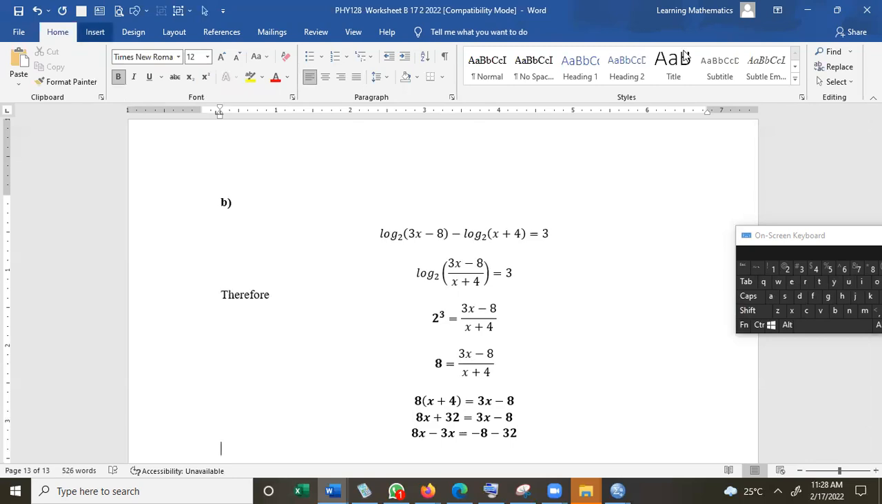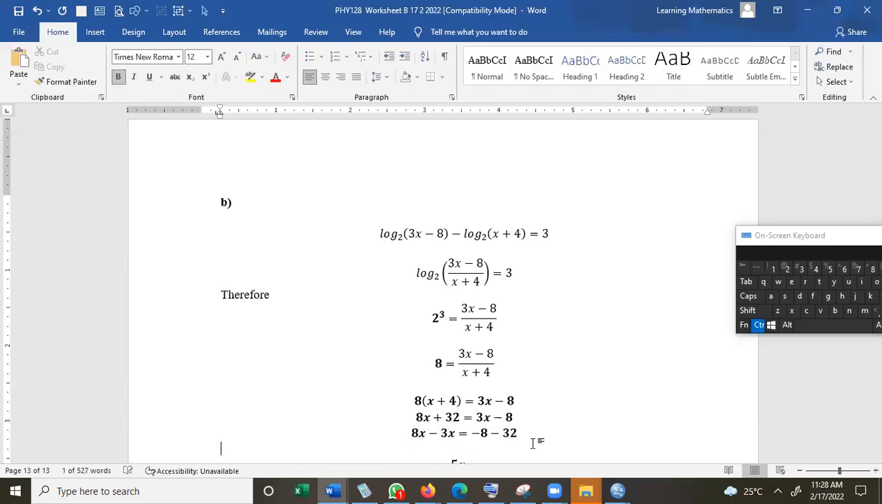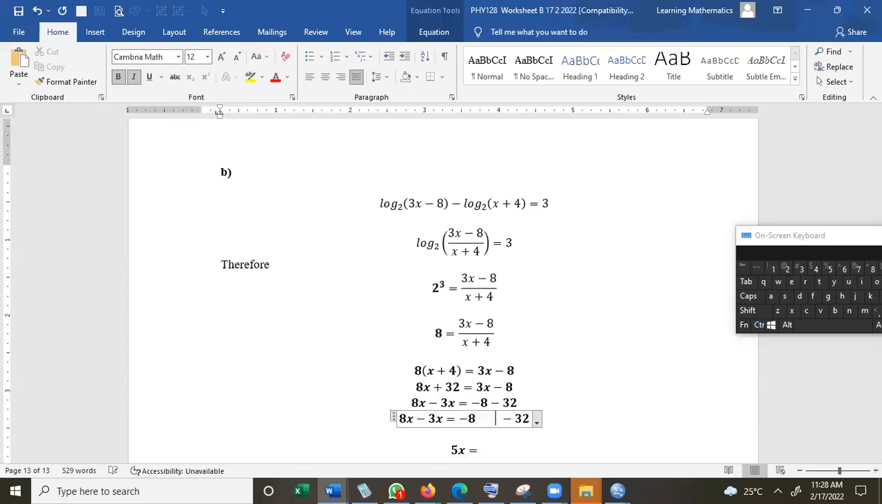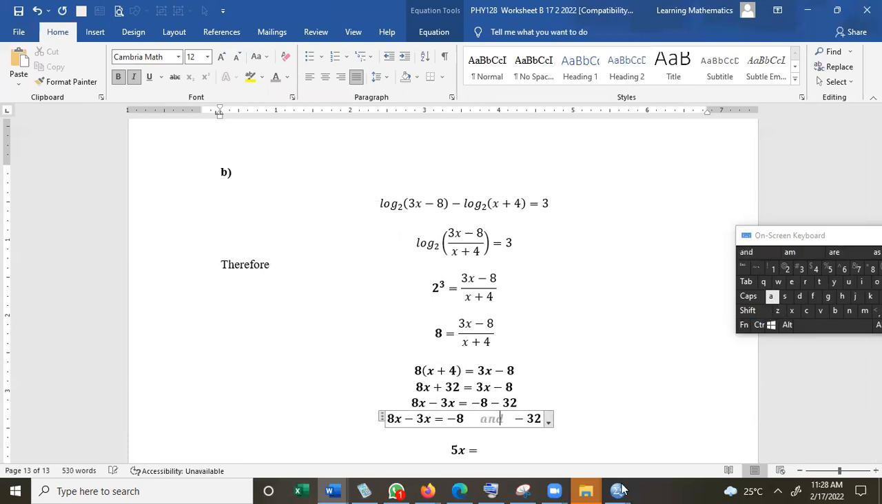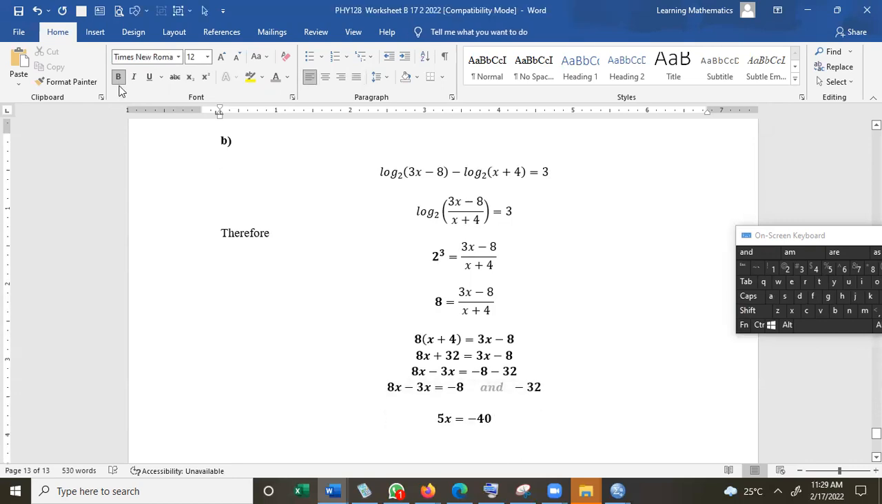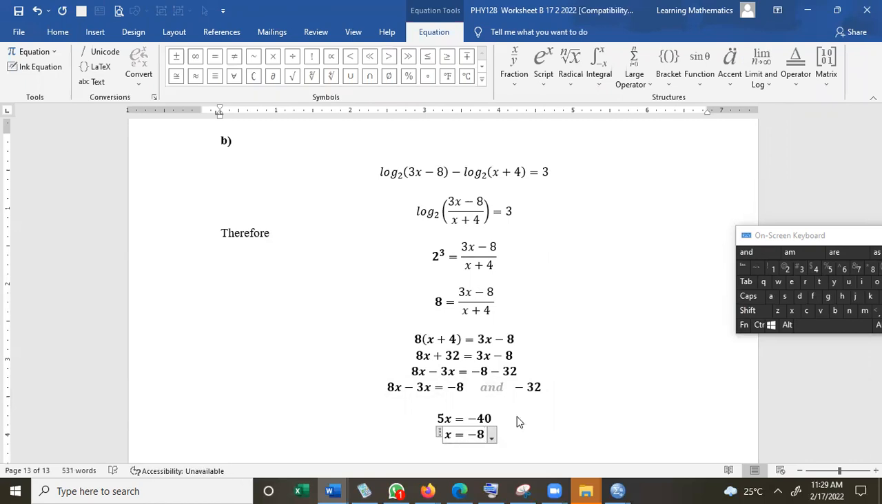So you're going to have 8x subtract 3x will give us 5x equal to negative 8 and negative 32. That's what is happening there. A negative and a negative is a negative. There are two numbers here, a negative 8 and negative 32, which is equal to a negative 40. It's a negative times a negative that's a positive, but a negative and a negative added is a negative. Now, when you divide a negative by a positive, you're going to get a negative. So x is equal to negative 40 divided by 5, which is negative 8.